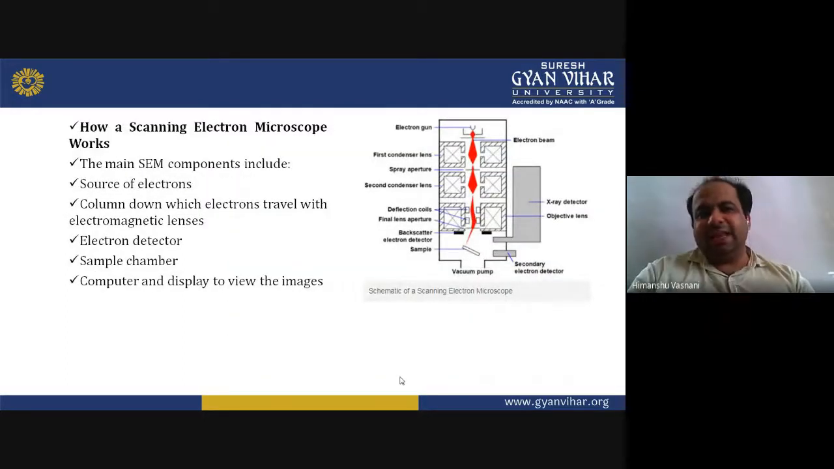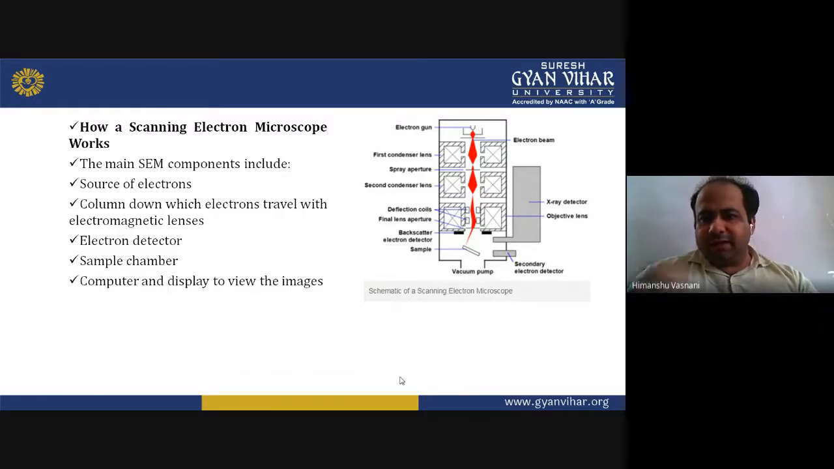Now, how does a scanning electron microscope work? In the diagram you can see the SEM, the scanning electron microscope. There is an electron gun on the top, through which an electron beam goes downwards. Below it you have the first condenser lens, and then a spray aperture. Below that you have a second condenser lens, and then the deflection coils. On the left hand side the resultant deflection coils are shown with arrows. Then you have a final lens aperture.